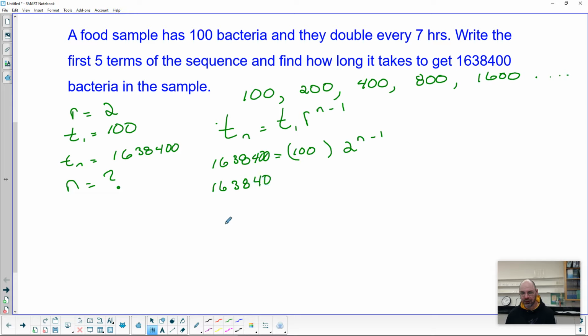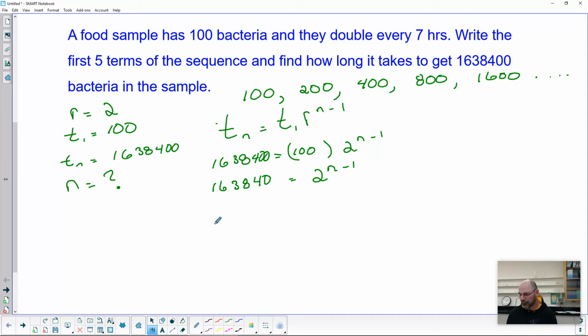So it turns out to be 163,840. And that's equal to 2 to the power of n minus 1. Now, since this is Pre-Cal 20, we haven't done logs yet, which comes later on. So you don't know how to solve for this mathematically, but you'd have to use logs. So the only way to do this is to do some trial and error.